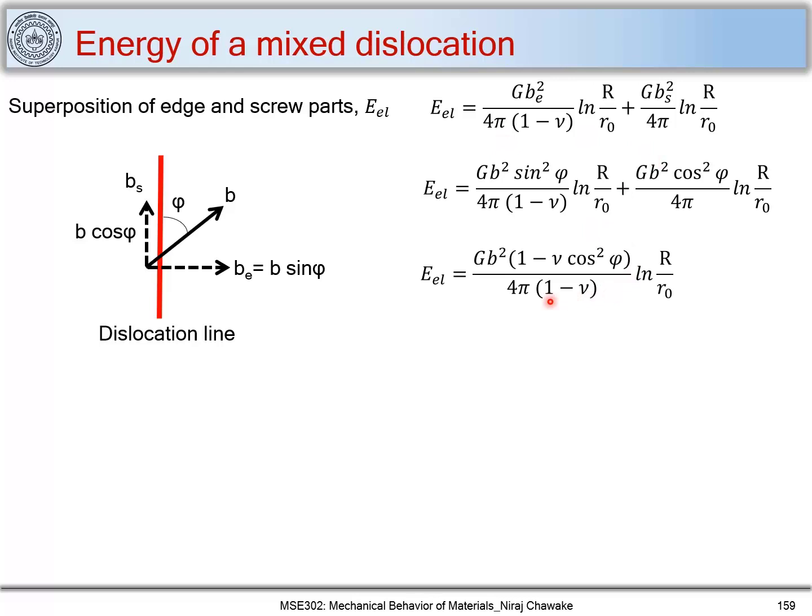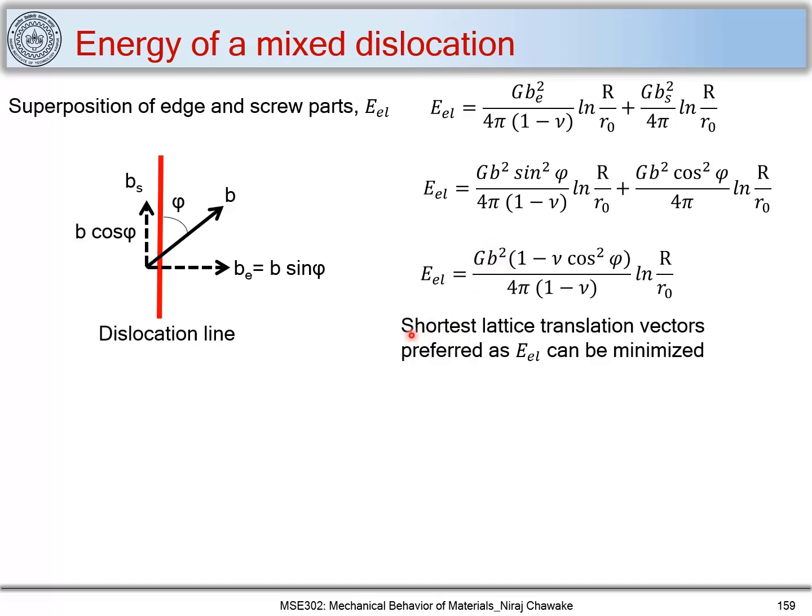And when I simplify this, I get an equation for the elastic strain energy per unit length of a mixed dislocation. It comes out to be G b squared (1 minus mu cos squared phi) upon 4 pi (1 minus mu) ln of r upon r naught. So from this equation, you can see that the elastic strain energy for a mixed dislocation also is proportional to b squared, that is the square of the Burgers vector. And thus you can say that this elastic strain energy per unit length of a dislocation can be minimized if the Burgers vector is small.